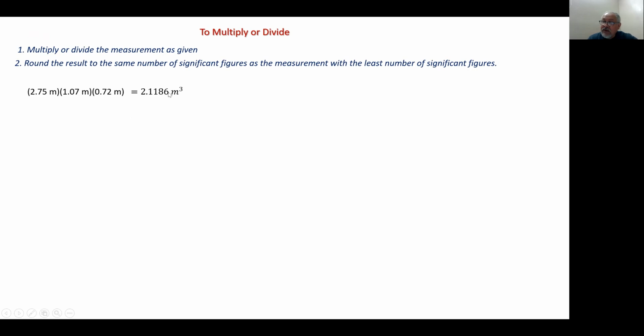But that's not the right way to represent the answer. We have to round this result to the same significant figures as the measurement with the least number of significant figures. For example, how many significant figures do we have? 3. How many for the other one? 2. So which has the least number of significant figures? It's going to be 2. 2 has the least number of significant figures, so that's going to be 2.1, in this case, cubic meters.